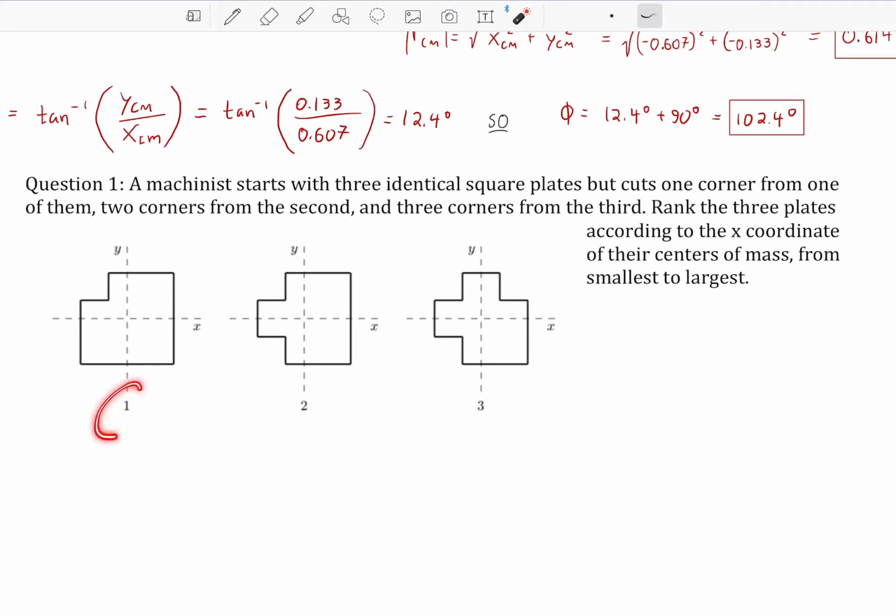So that means that actually 1 and 3 should be tied, all right? So 1 and 3 then should be the least in terms of their actual positive value of x, and 2 will be the largest value of the x center of mass, because the x center of mass in this one will be pulled way over here.